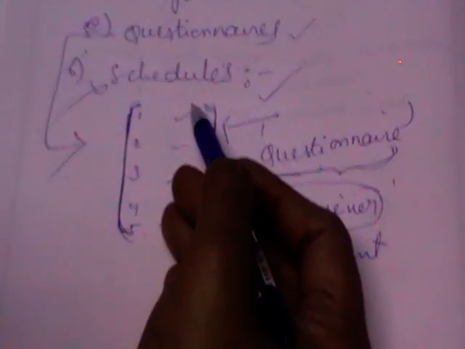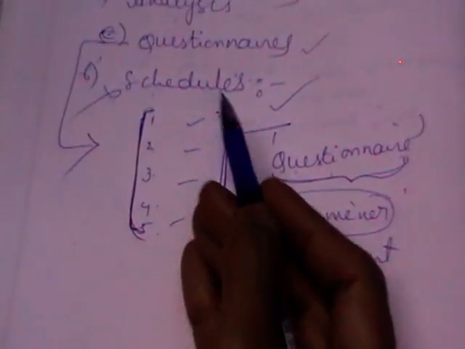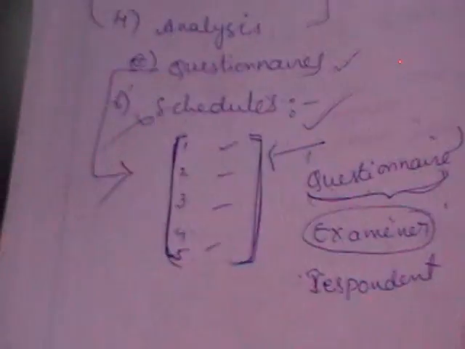So these are the different methods of collecting primary data. Let us go to secondary data in the next video.